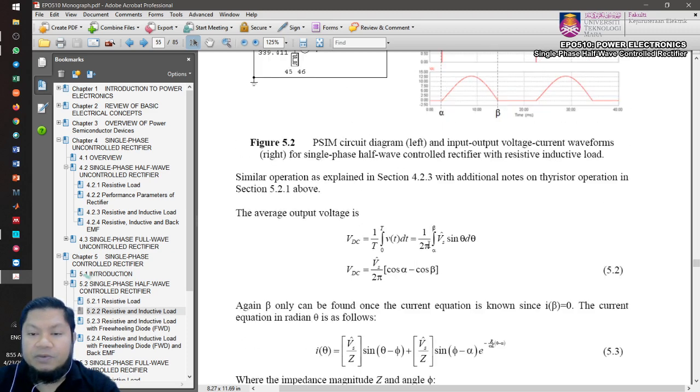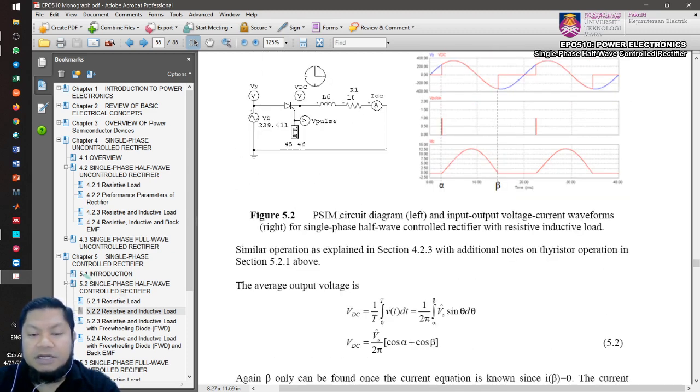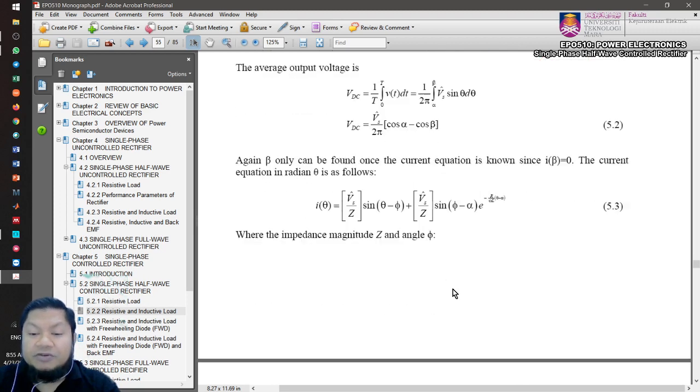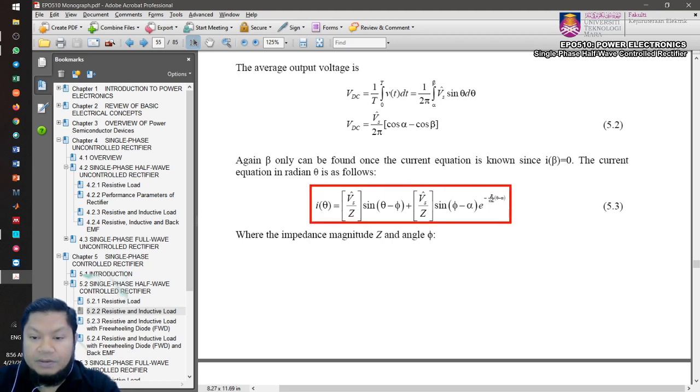You must consider the forced response and also the natural response of the circuit, and you will get this waveform, this equation of the current. Okay? So how to get beta? You must equate this equation to 0. Alright, so you have i(alpha, beta) equals to 0. So you replace the theta here, every theta that you have in your circuit, with beta, and then you use the calculator and set to 0, then you will get the beta.